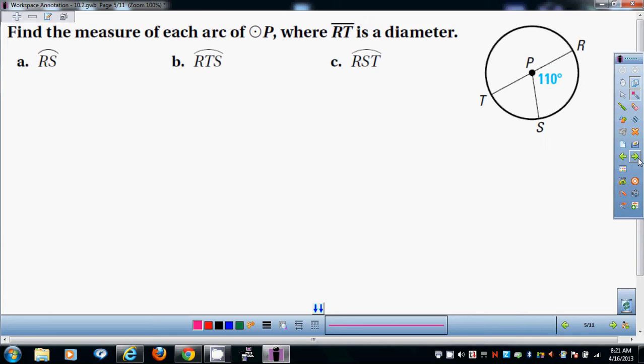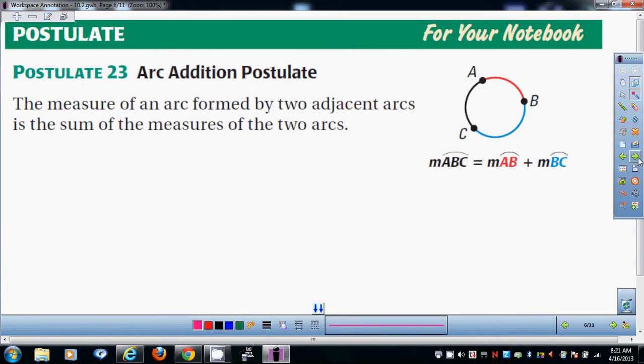Arc addition. You don't have to write this down again. It's pretty much fairly common sense, but nonetheless. If you have two adjacent arcs, they actually wanted me to take time in this lesson to describe adjacency, but we've already done that half the time. So that's just two things that are neighbors of each other. If you have two adjacent arcs, then the measure of the grand arc, ABC, is just the sum of the two minor arcs, AB and BC. So that's fairly straightforward. You actually just did that in the last one.